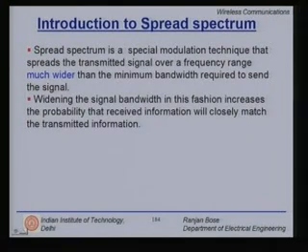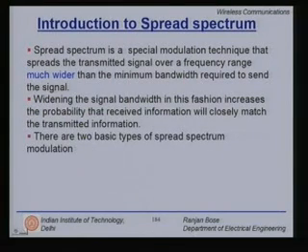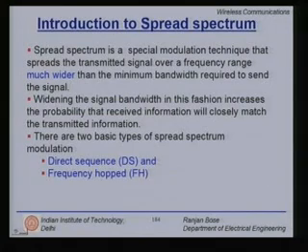What else does it do? Widening the signal bandwidth in this fashion increases the probability that the received information will closely match the transmitted information. There are two basic types of spread spectrum modulation techniques. The first one, and probably the more popular one, is the direct sequence technique. The other one is the frequency hopped technique, which was fairly popular in the military domain and now has come out in civilian applications as well. But the more common is the direct sequence, DSSS.